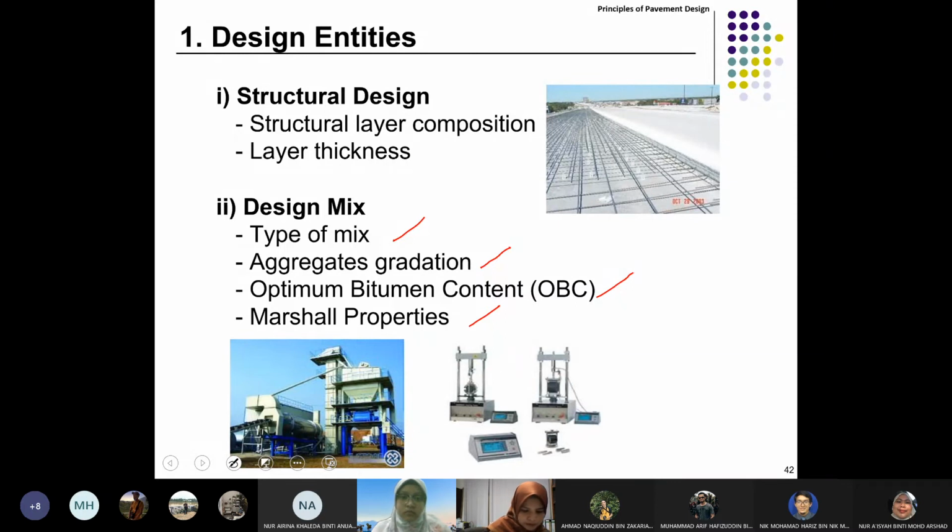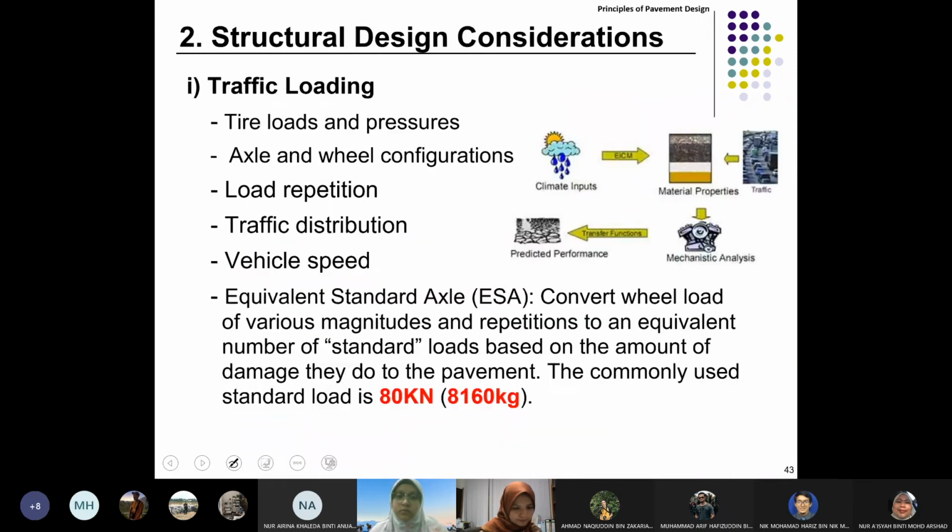In our lab, we just did aggregate gradation. We don't have the equipment for OVC and also Marshall. Marshall dulu ada tapi dah rosak. You cannot use that. So what we did for your level is up to aggregate gradation. And you buat gradation, impact test, dan juga bitumen hari itu.